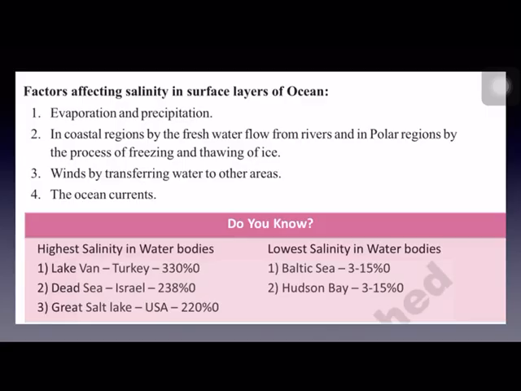And the third one: in coastal regions, rivers join the seas. The river water is fresh water, that we already know. If more number of rivers join the sea, the salinity decreases. I am giving you an example for this. If you take half a glass of water and add salt to it, it will be salty.